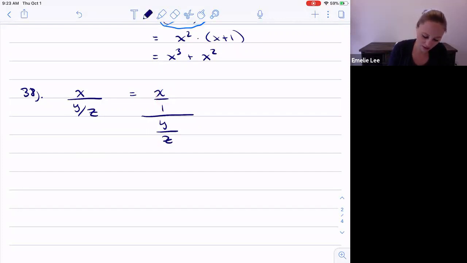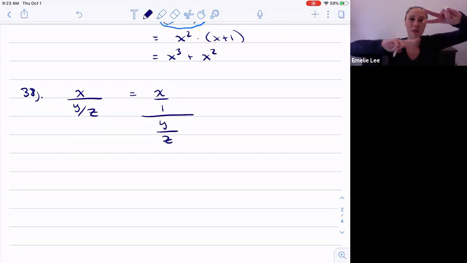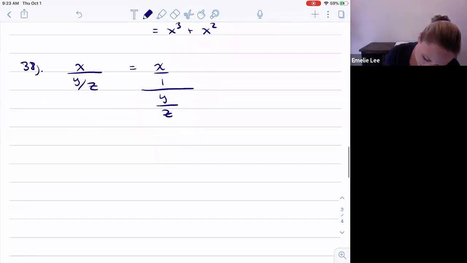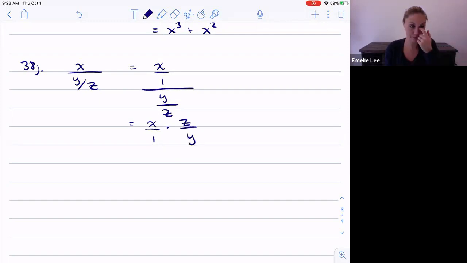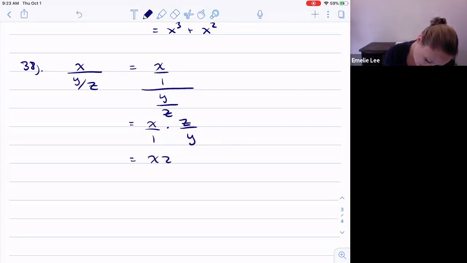So now I know what to do. I flip and multiply, so I flip the denominator and I multiply. Now I have x over 1 times z over y. I'm just multiplying fractions here, so I can multiply across: xz over y is the simplified version.